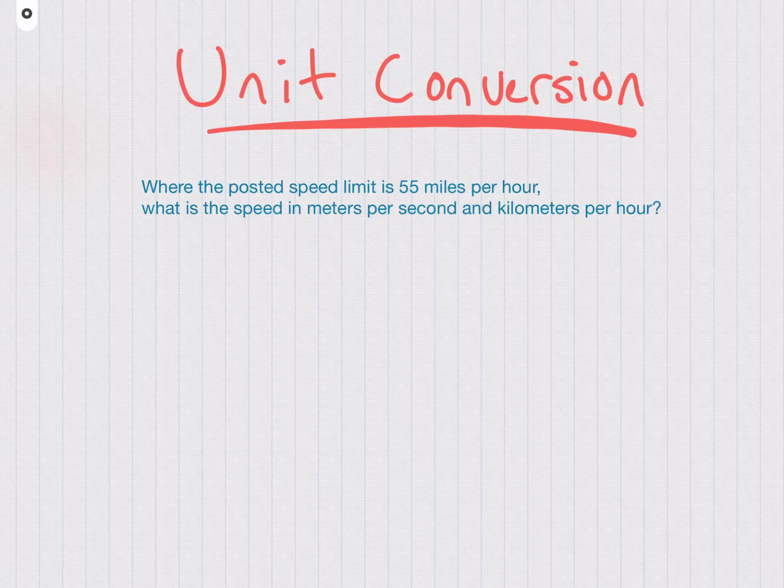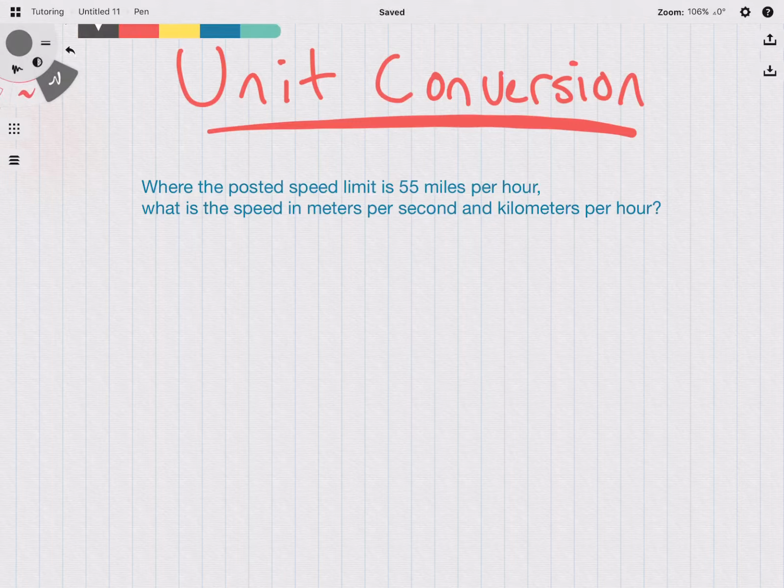Now the question states, where the posted speed limit is 55 miles per hour, what is the speed in meters per second and kilometers per hour? Now if you focus first on the important information, we have 55 miles per hour, and we want to find the speed limit in meters per second and kilometers per hour.